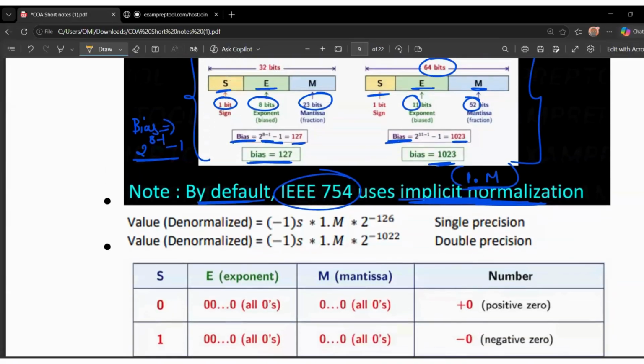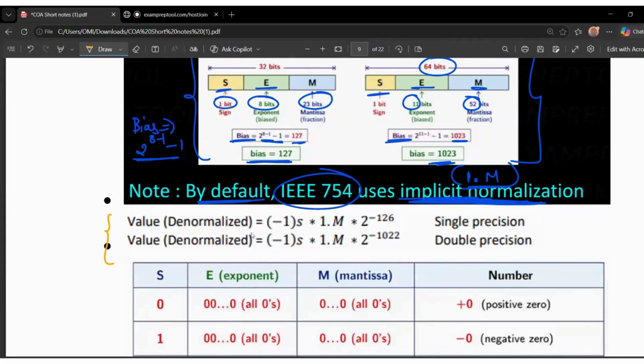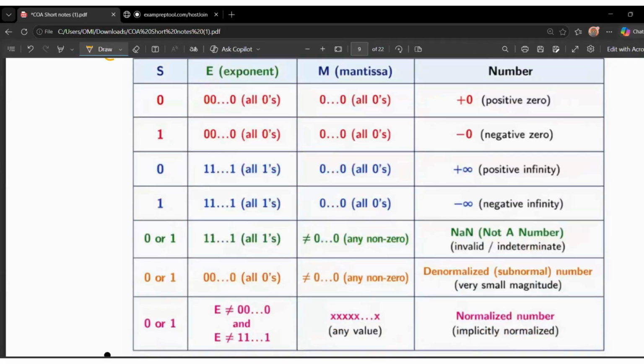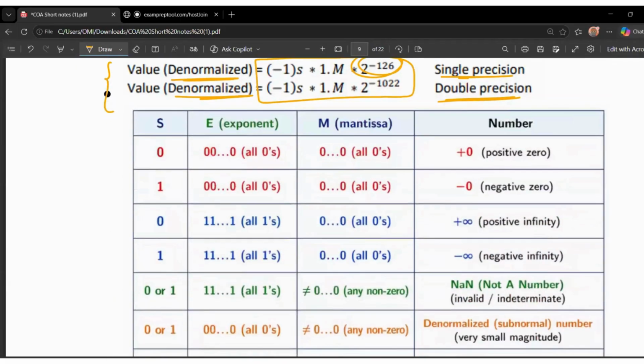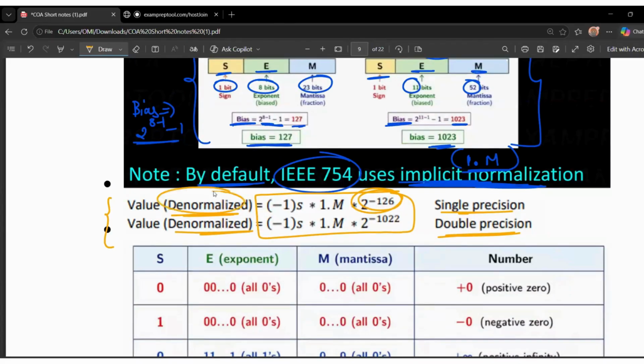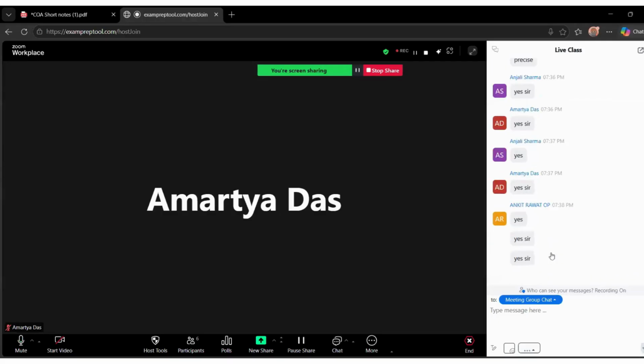Now we have seen something called denormalized. For single precision and double precision, you have to remember the denormalized values. The denormalized value will be this much. You can't represent beyond this, minus 127, minus 126. You can't represent it with the help of a normalized number, so that's why you are using denormalized. For normalization you can't represent beyond it.